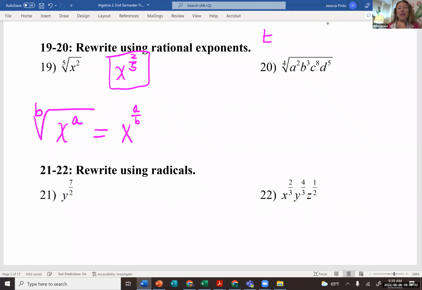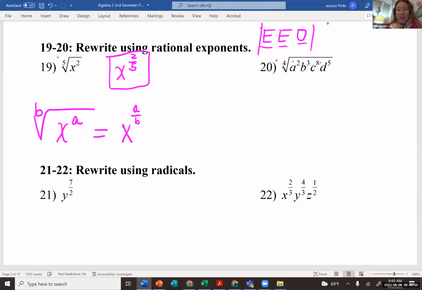remember the EO rule. That's even, even, odd. And I say that right now because 19 had an odd index, so we didn't have to think about that at all. But in 20, we have an even index, and 2 is an even exponent, and so is 8. So those two values, if they come out as odd, will need absolute value.